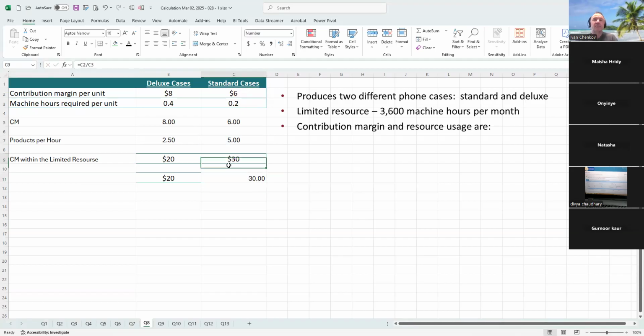So in that case, on which product should I focus? Before I was focusing on the deluxe, right? Deluxe was my profitable. Now, within the limited resource, who is my profitable? Yes, the standard cases. Now we're going to go with the standard case, because only and only if you focus on the standard case can you maximize your income. Make sense?